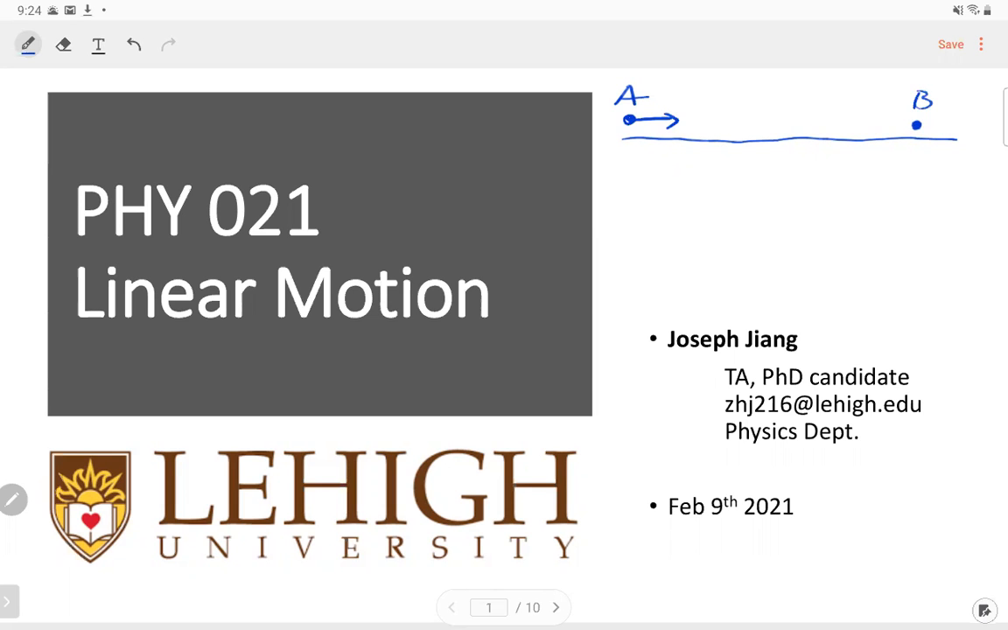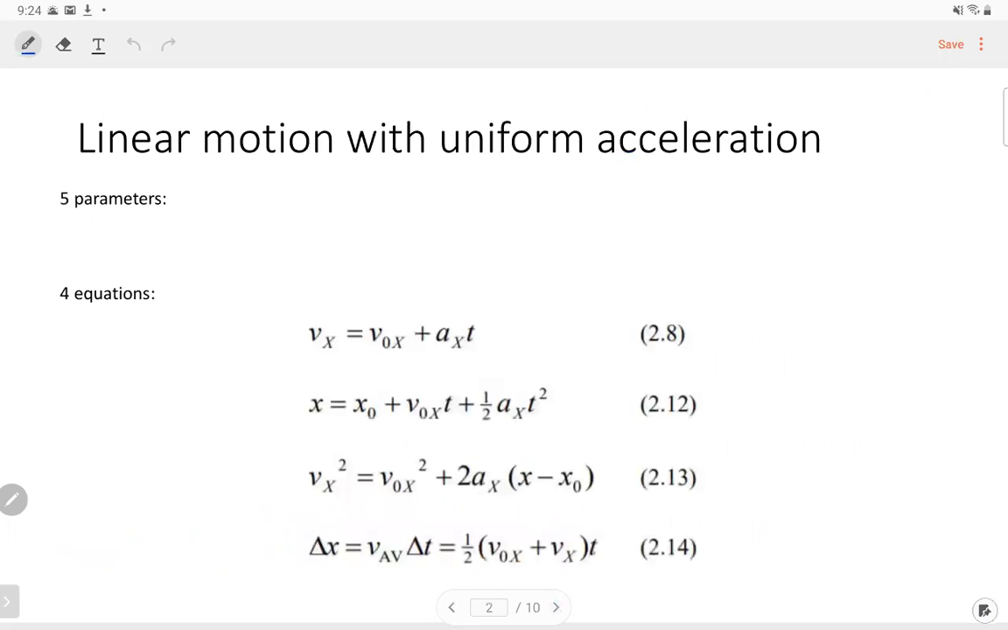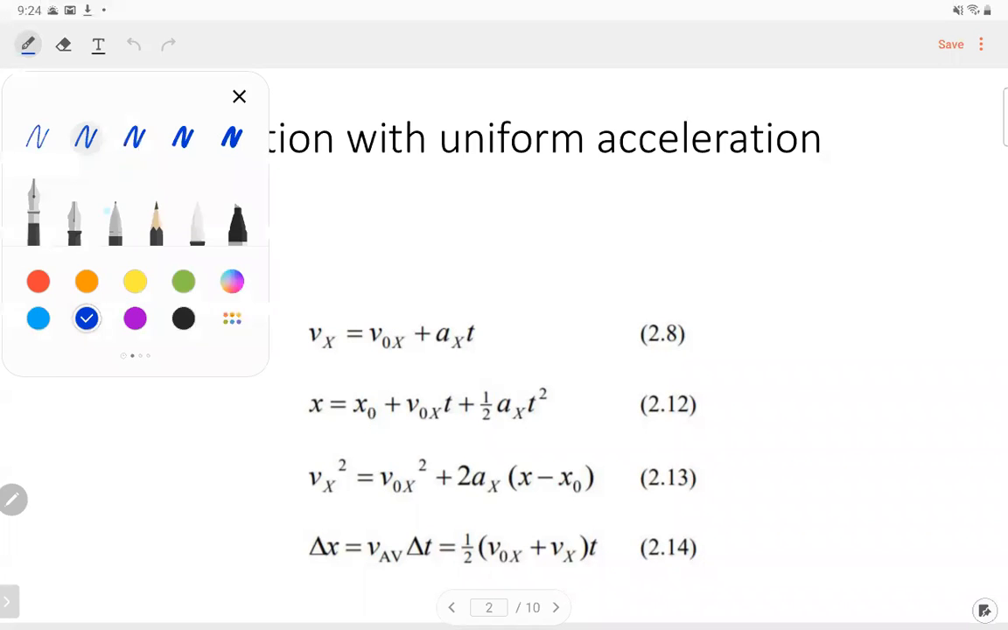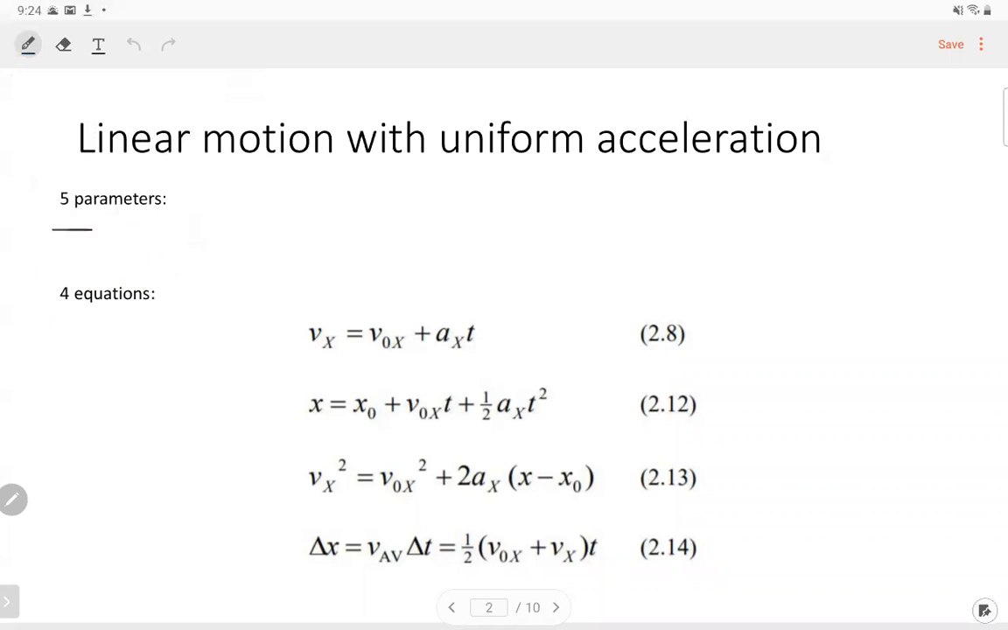We have 5 parameters to describe a motion. The first one will be the time. Time means how long it takes to finish this motion. So we have time. Time is the duration of this motion, and the unit of time is second.